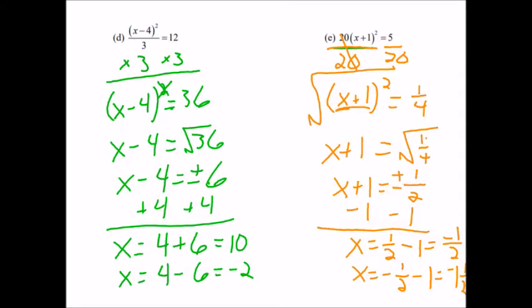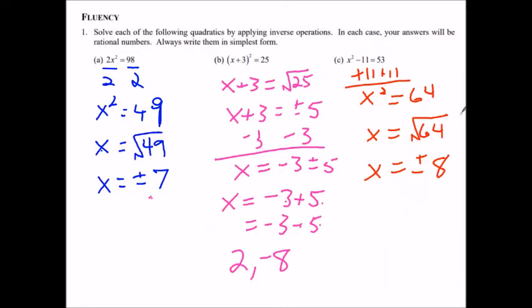All right, so I want to go back and take a look at letter B. I just want to show you that there's another way to do this last part. Right down here, when I did plus or minus 5 minus 3, I wrote negative 3 plus or minus 5. Another way to do that is we could say 5 minus 3 and then negative 5 minus 3. We would still get 2 and negative 8.